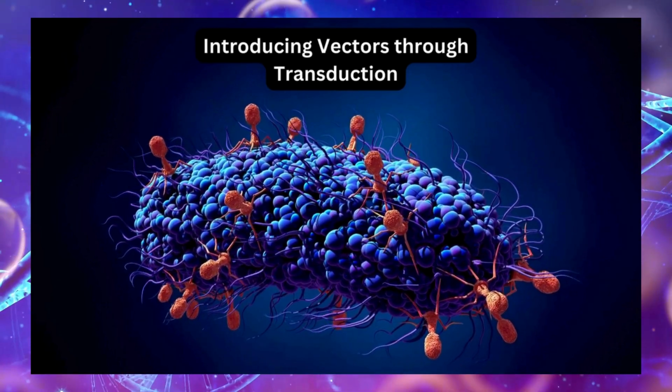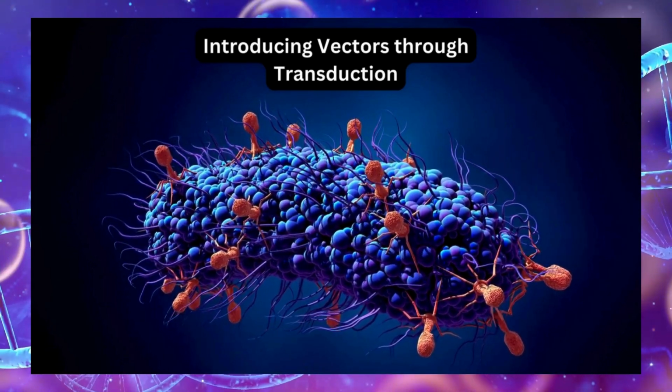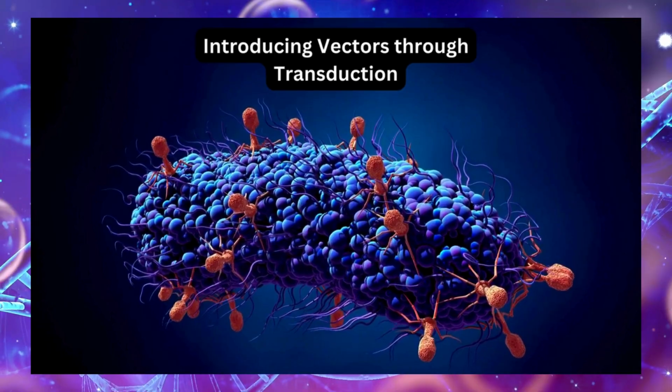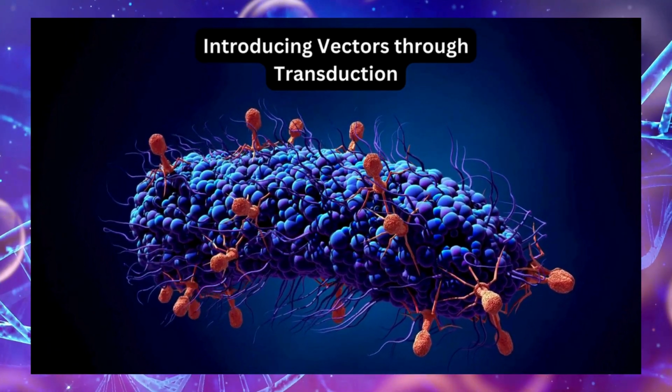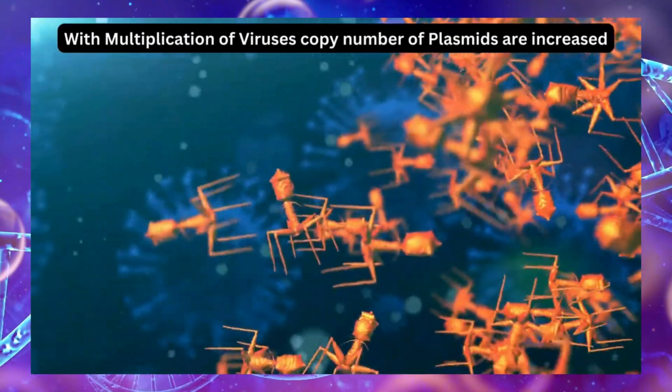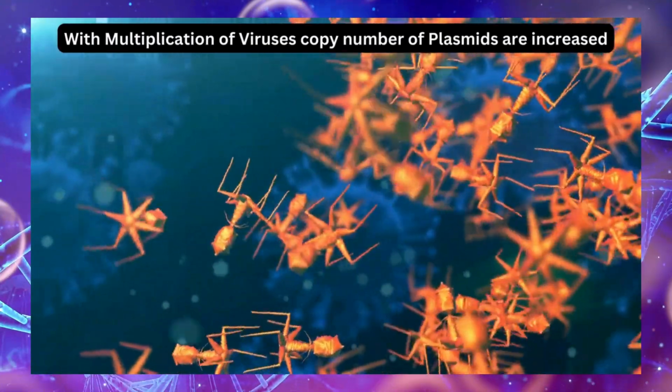Transduction, on the other hand, uses bacteriophages as vectors. The phage attaches to host bacterium and injects recombinant DNA into it. The bacterium then produces new phages, each carrying a copy of cloned gene.